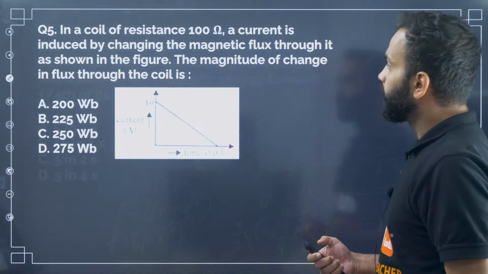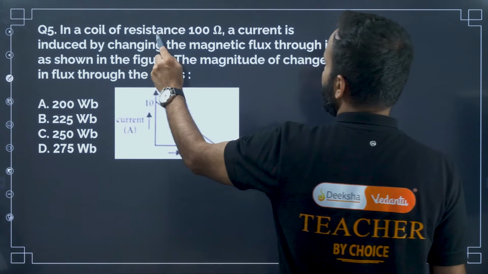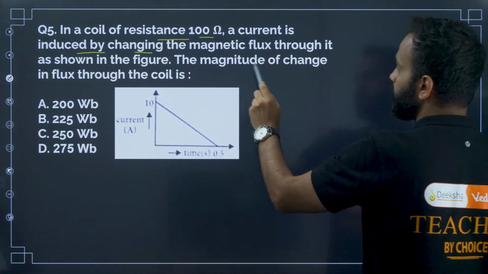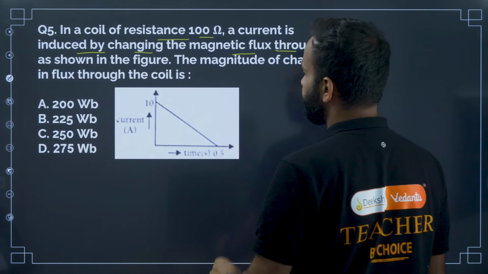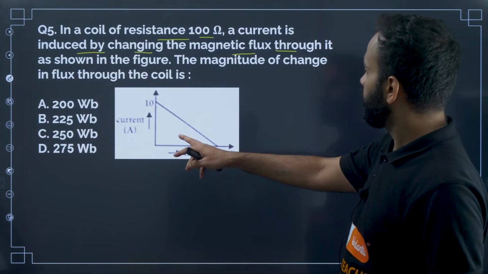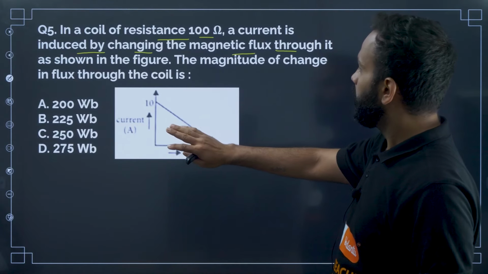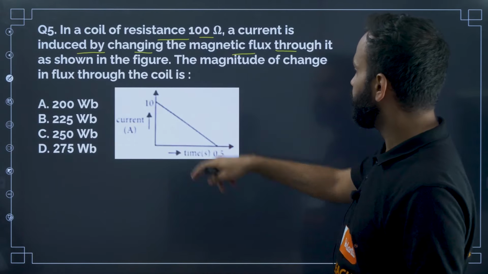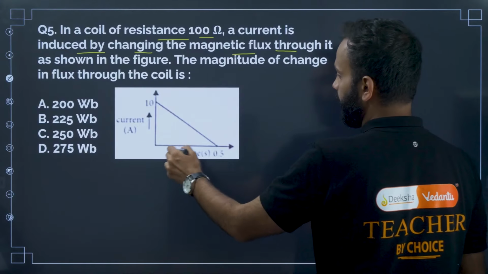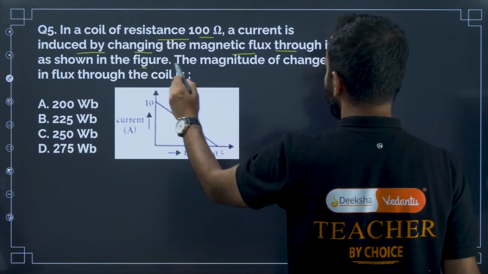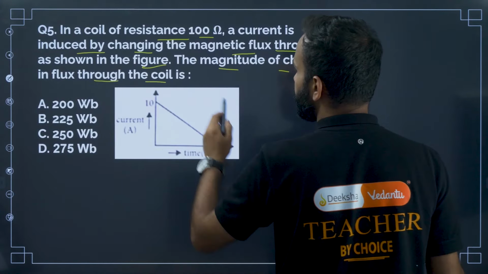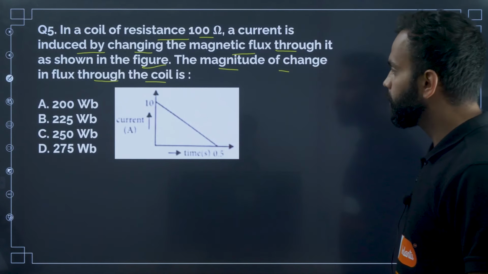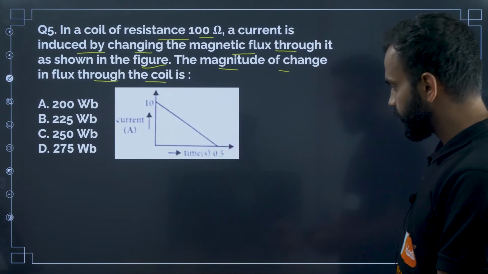Question number 5. In a coil of resistance 100 ohm, a current is induced by changing the magnetic flux through it. Here the resistance of the coil is 100 ohm and the current is induced by the changing magnetic flux through it as shown in the figure. This is the current and time graph. We need to find the magnitude of the change in flux through the coil.